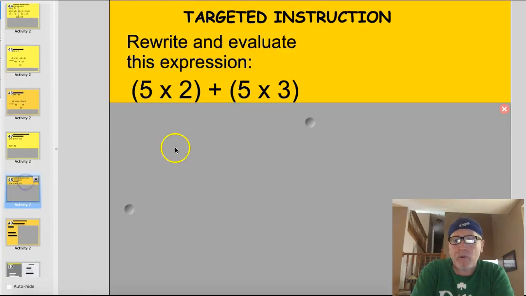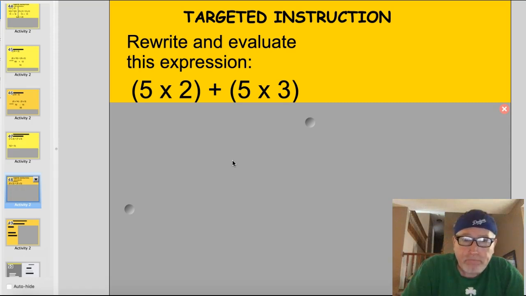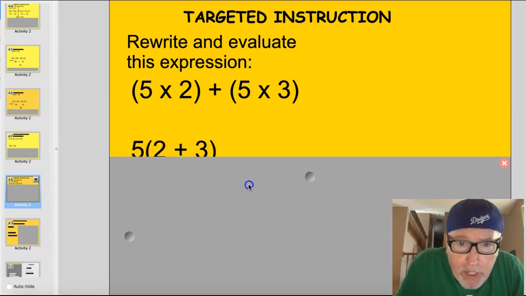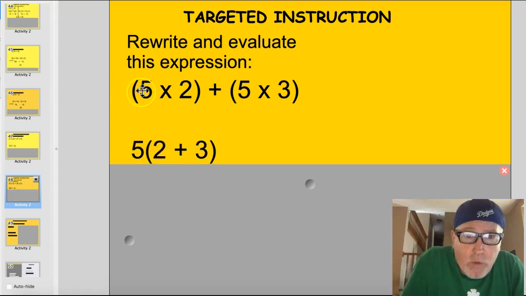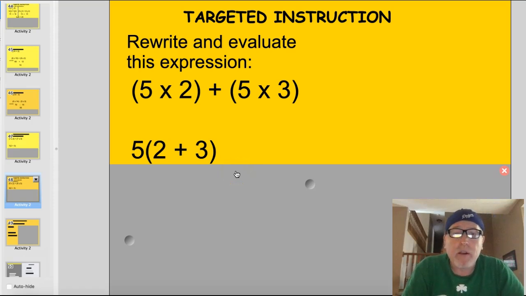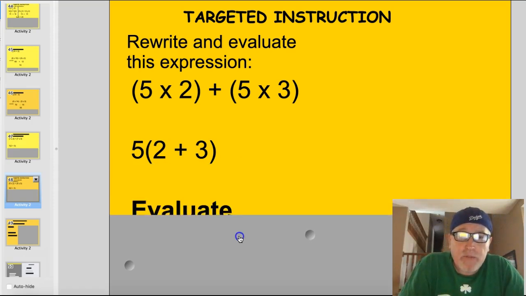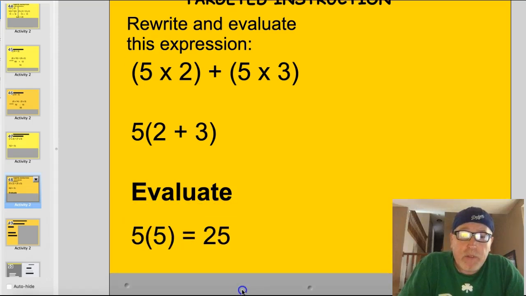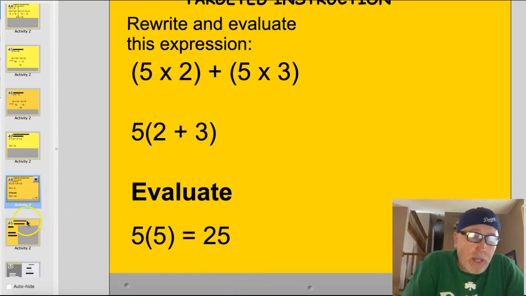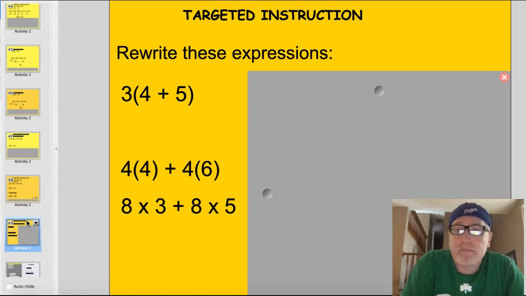Let's have you try one as a pause problem. Here's a problem with 2 sets of parentheses. See if you can rewrite it with 1. Go ahead and evaluate it if you want. Okay, if we rewrite that, the 5 is the digit that is repeated, so that's the one that we're going to distribute out by putting it out front. Here's the 2 and here's the 3. 5 times 2 plus 3, well, that's really the same as 5 times 5, which is 25.